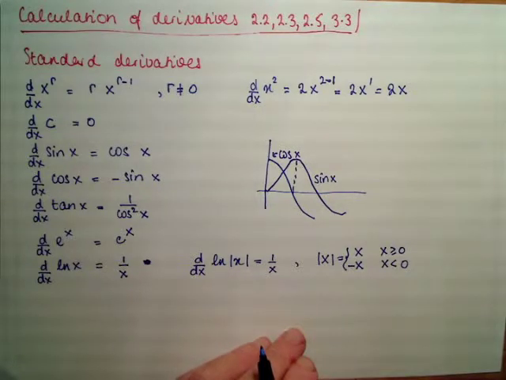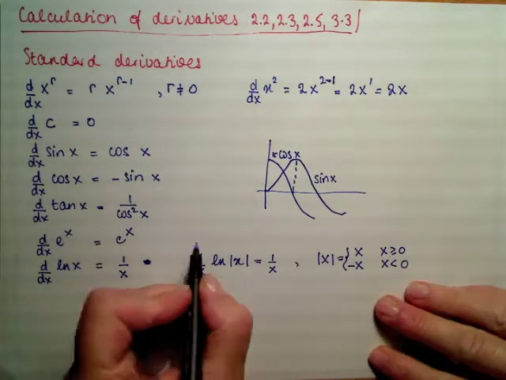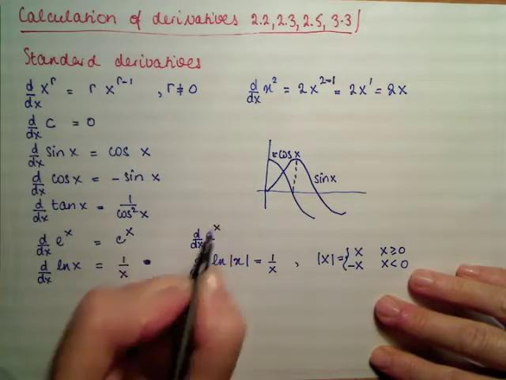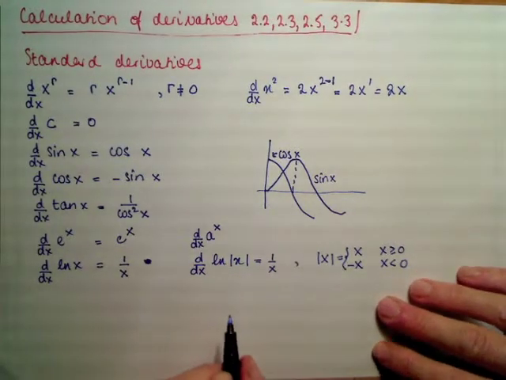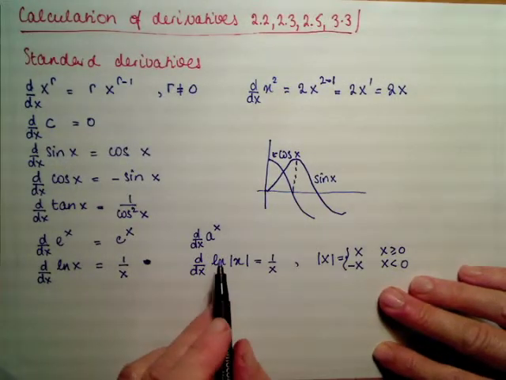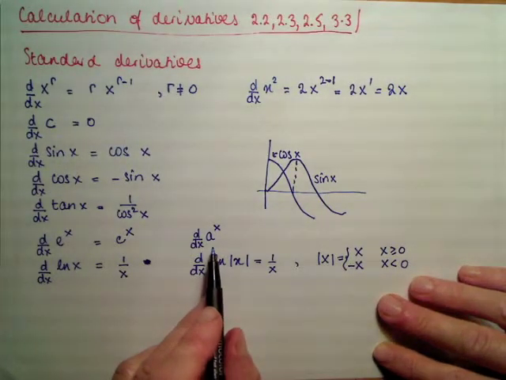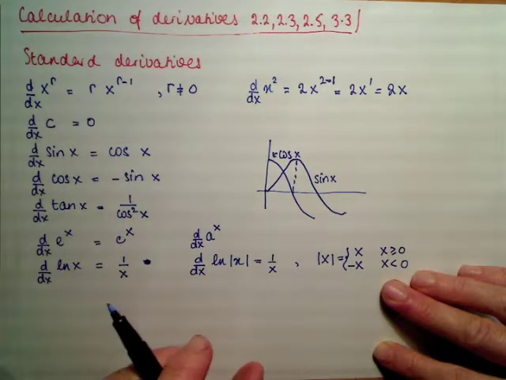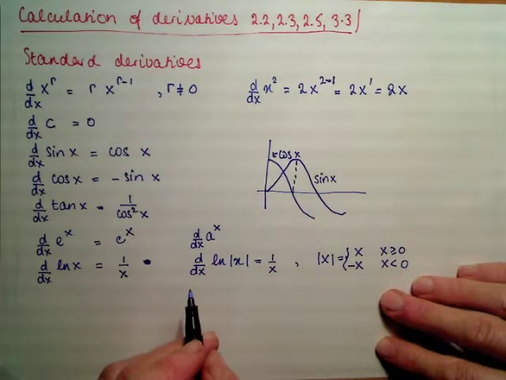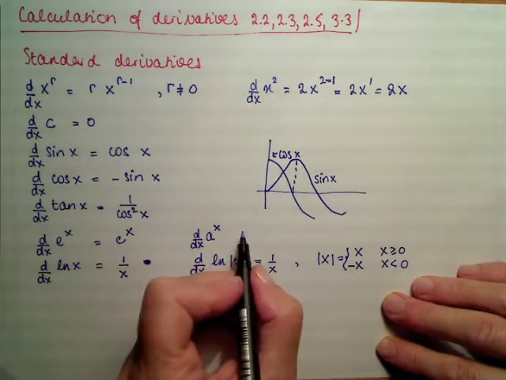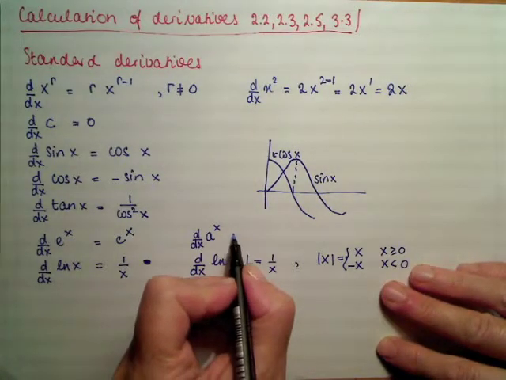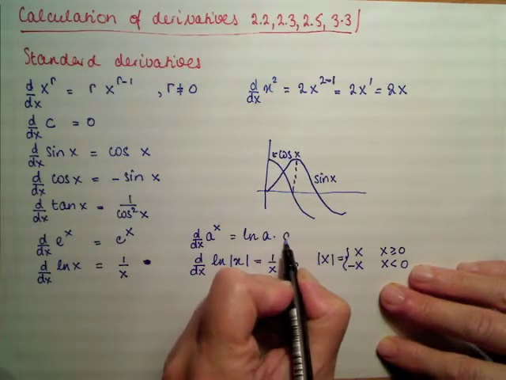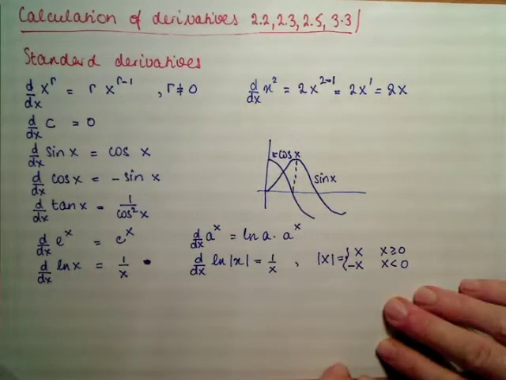I can say something more. If you compute the derivative of a to the power x, we know that the logarithm of x with base a is just a constant multiple of the natural logarithm of x, and its factor is the natural logarithm of a. And we have a similar thing with the derivative of a to the power x. It's just the natural logarithm of a multiplied by a to the power x itself.